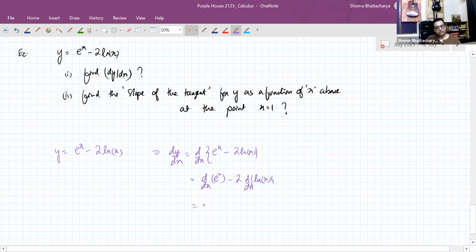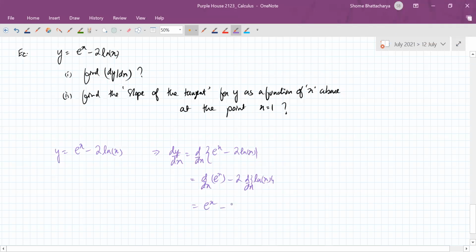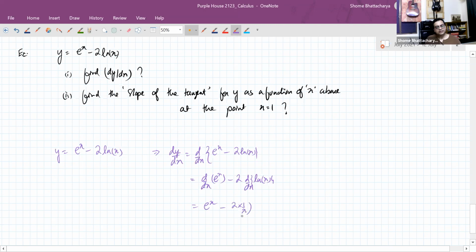We have seen above that the exponential function's differentiation is e raised to the power x, whereas the ln function's differentiation is 1 by x. So our answer simply becomes e raised to the power x minus 2 by x. That is the derivative of the function. This is the value of dy by dx for the given function. So this is the first part.